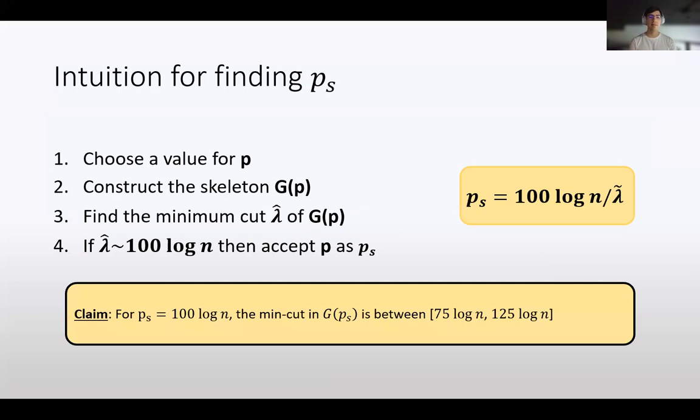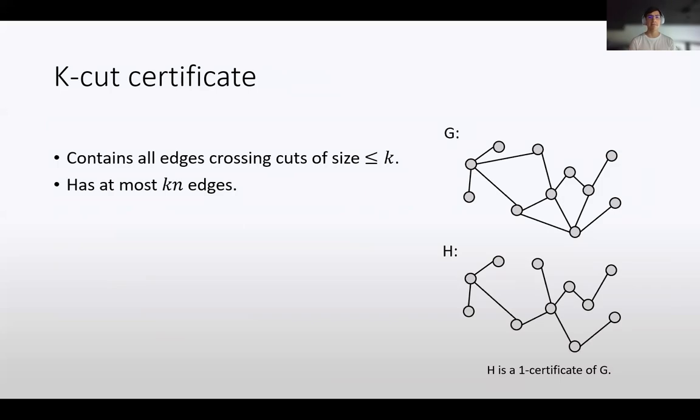In the paper, we formalize this argument by showing that the min-cut in the skeleton sampled with correct probability is likely between 75 log n and 125 log n, which gives us the means to accept or reject the choice of P. Now, towards turning this intuition into an efficient parallel algorithm, we use the notion of a k-cut certificate. Unlike a skeleton, where all cuts are approximately preserved, a k-cut certificate preserves cuts of value less than k exactly, but cuts of higher value are not preserved at all. In addition, it has only k times n edges. In the figure, it can be checked that the bottom graph H is a 1-certificate of graph G.